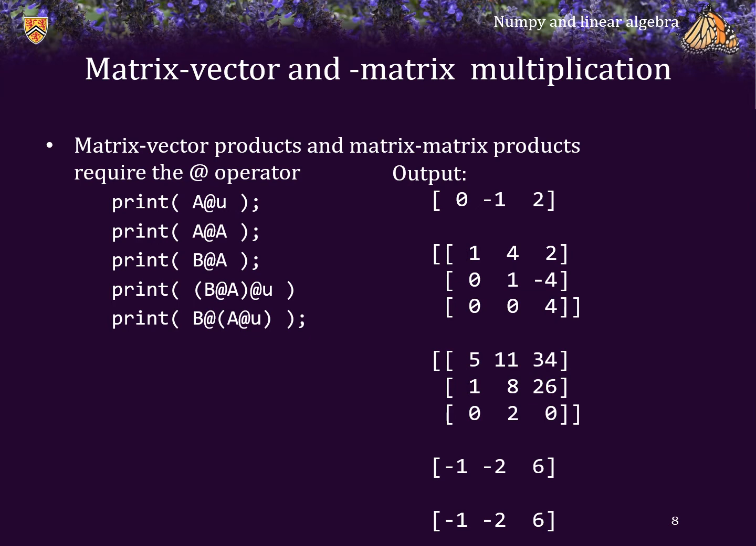Now, if you're interested, you can always try and observe that B multiplied by A is not the same as A multiplied by B. In this case, it's possible because they are both operators on R3.